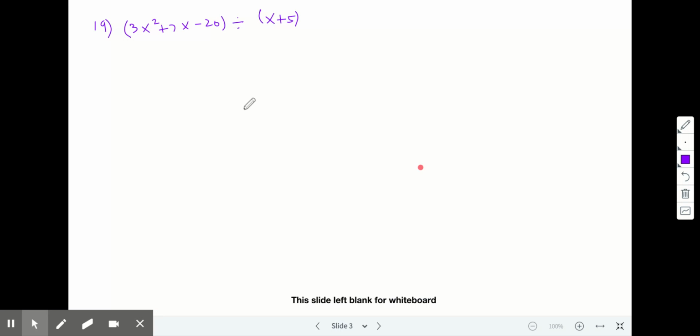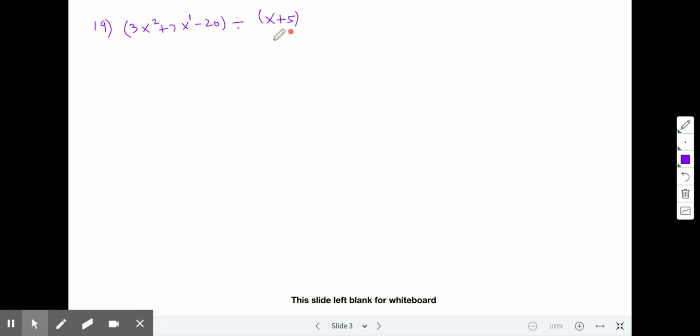Okay, so let's divide using synthetic division. So I have 3x squared plus 7x minus 20 divided by x plus 5. Whenever we're doing synthetic division, what we do is we take the coefficients. First of all, we need to check if there's anything missing. My highest exponent is x to the second power, so I should have an x to the first, which I do, and then I have a constant. If there's anything missing, I have to cover with zeros. Right now, there's nothing missing.